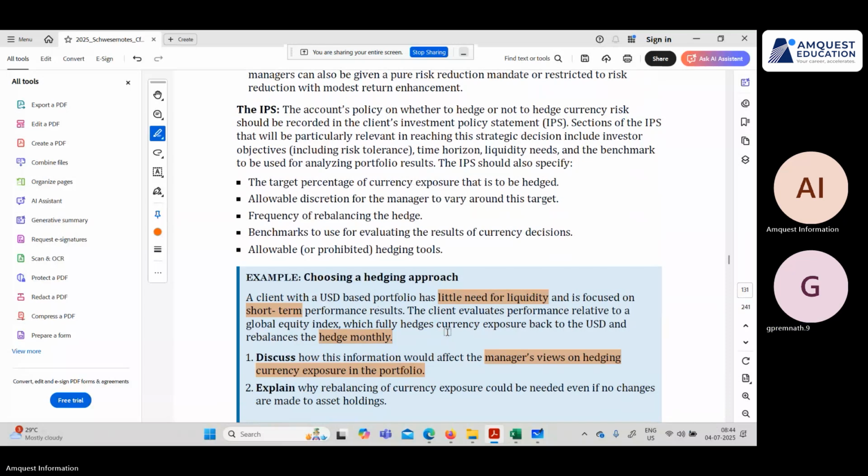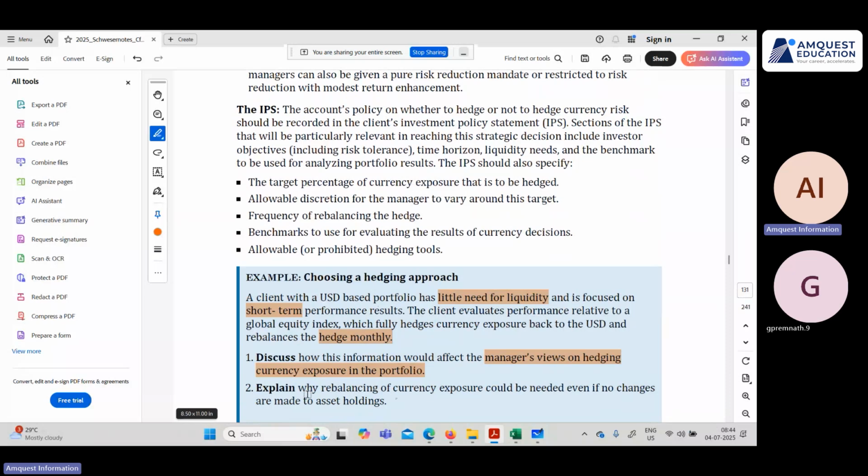Whether to fully hedge or to have a currency overlay, that's a different thing. That depends on the manager. But when it comes to short-term results, I clearly mentioned that in the long run, the currency comes to the fair value. But in the short term, if you are keeping your portfolio unhedged, then you're taking a lot of risk. Okay. Look at the next one.